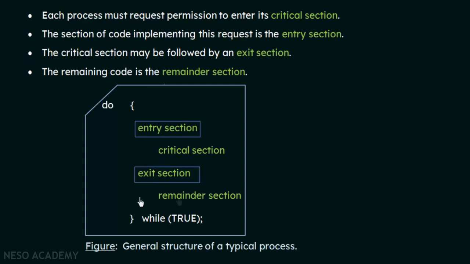And then we have the exit section. The exit section is the section that follows after the end of the critical section. That means after a process completes its execution in the critical section, it is followed by the exit section. And then the remaining portion of the code is known as the remainder section. So this is just a snapshot of the general structure of a typical process.